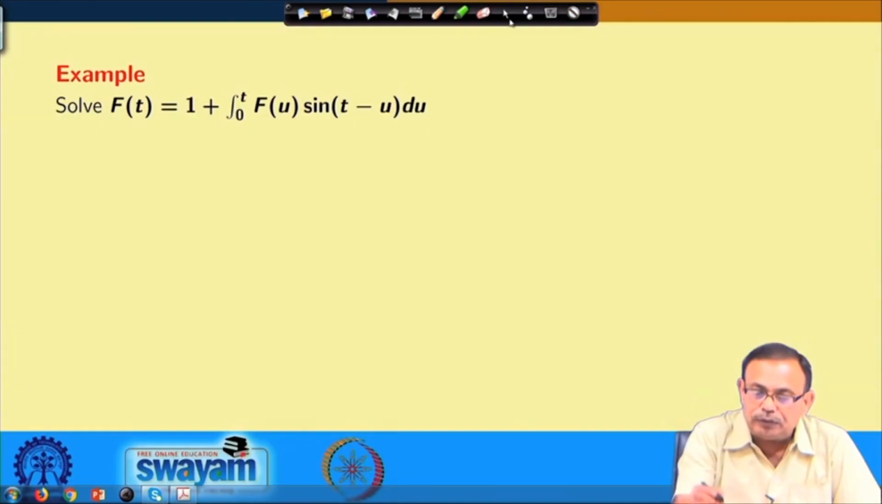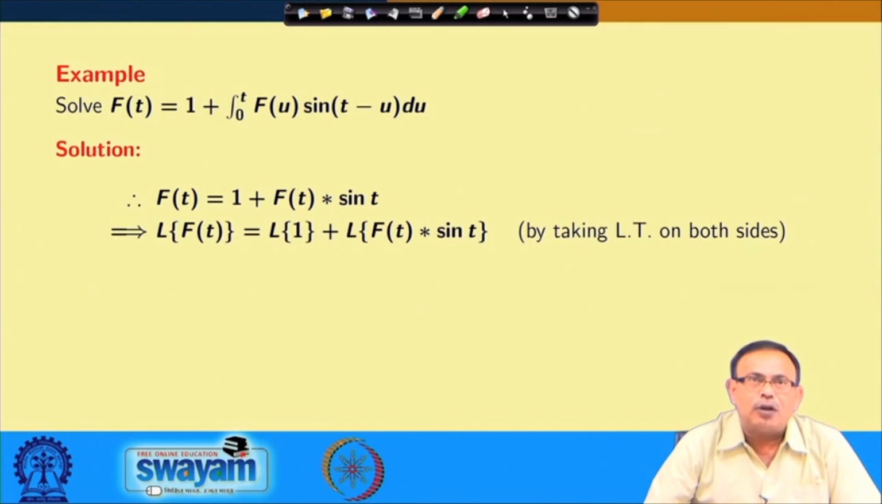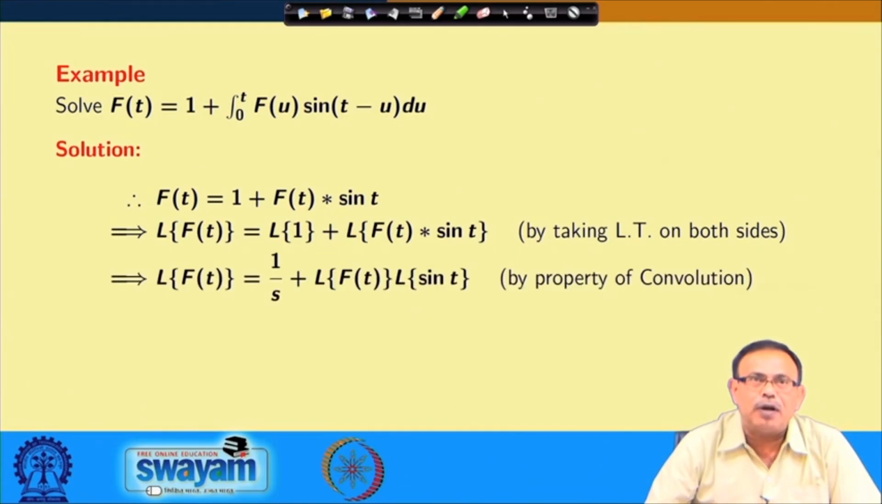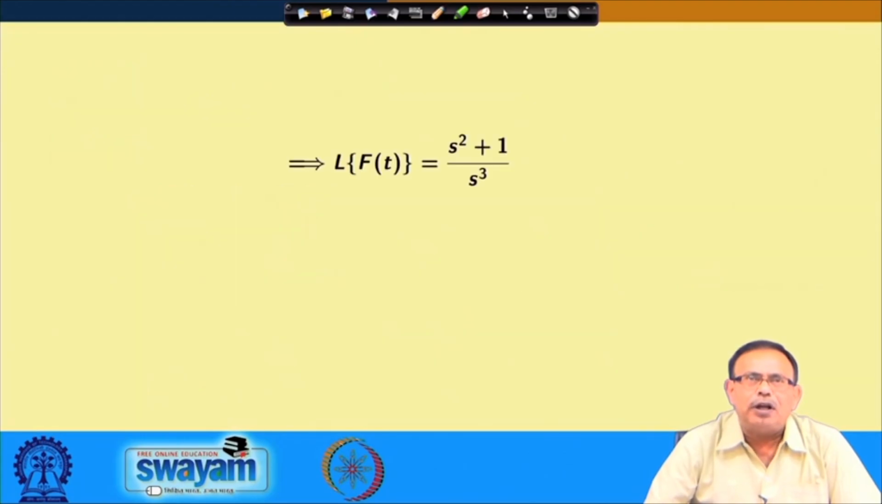Let us see it quickly again. f(t) equals 1 plus f(t) star sin t. So, we take the Laplace transform of f(t) in this format. Laplace transform of f(t) equals 1 by s plus Laplace transform of f(t) into Laplace transform of sin t. We put the value of Laplace transform of sin t equals 1 by s square plus 1. We take the Laplace transform of f(t) into 1 by s square plus 1 on the left hand side, so that Laplace transform of f(t) into that term equals 1 by s, and in the next step Laplace transform of f(t) equals (s square plus 1) by s cube.